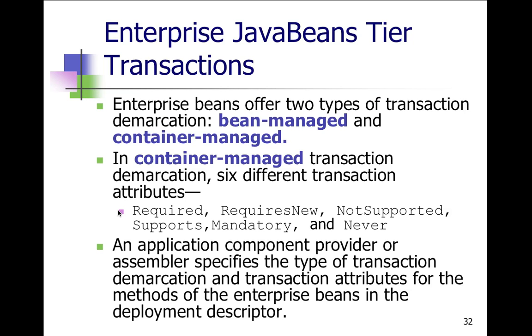So enterprise Java Bean tier transactions. The enterprise bean itself offers two types of transaction demarcation. We have bean managed and container managed. So remember before I said beans are small little pieces of coffee. They're beans, small little programs. And it's very likely to put those small little programs inside of a container. So putting the beans in a jar, coffee can.